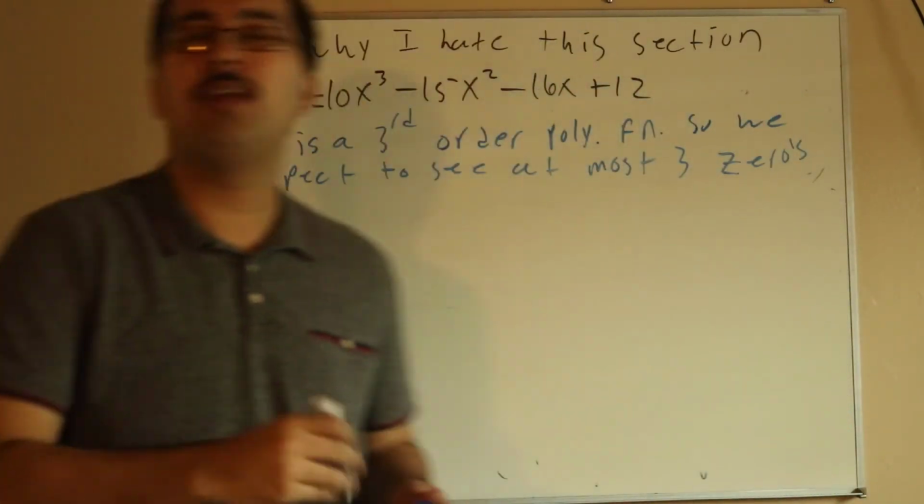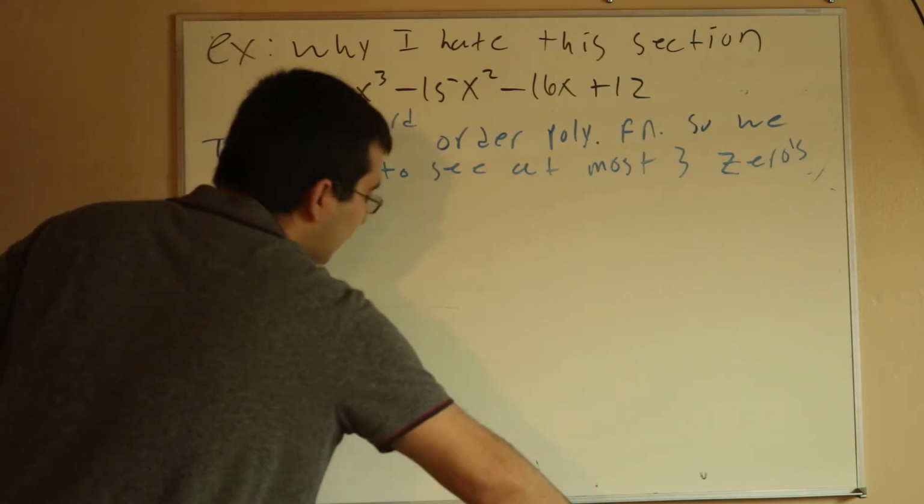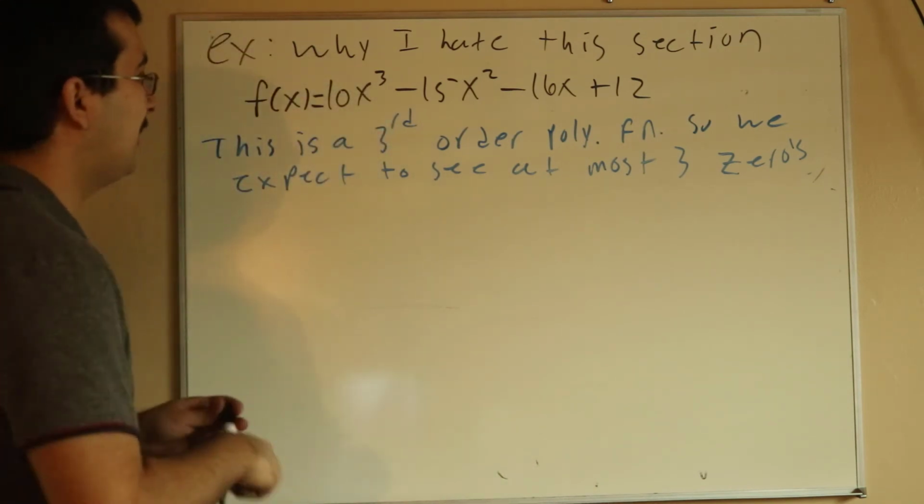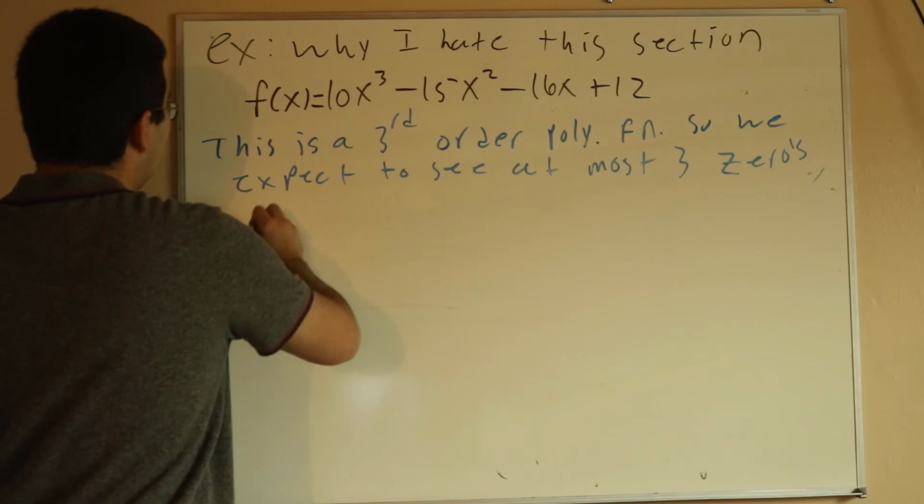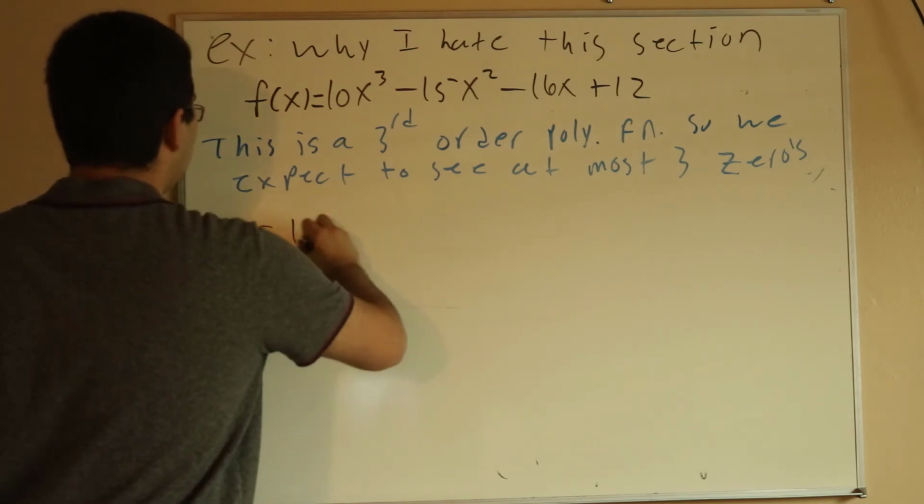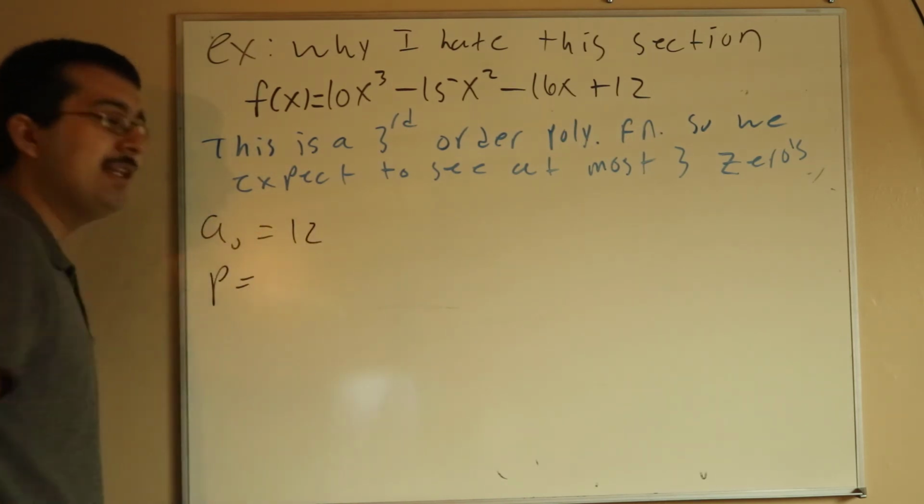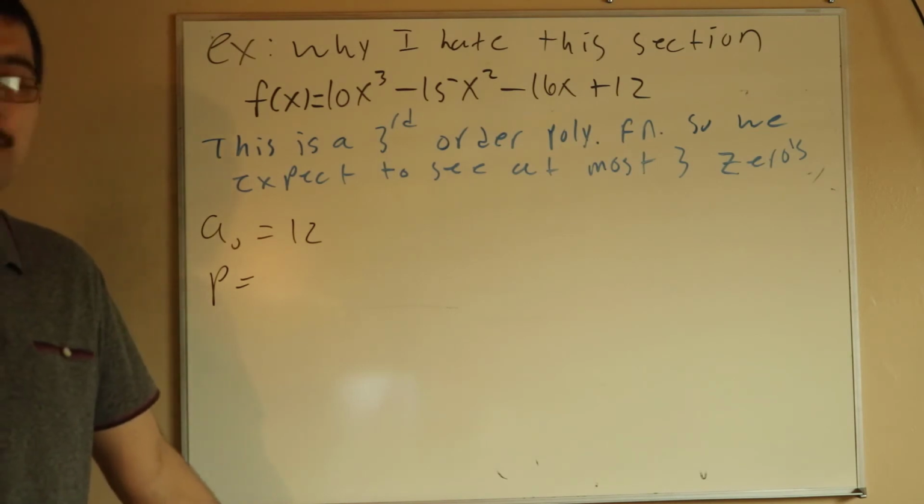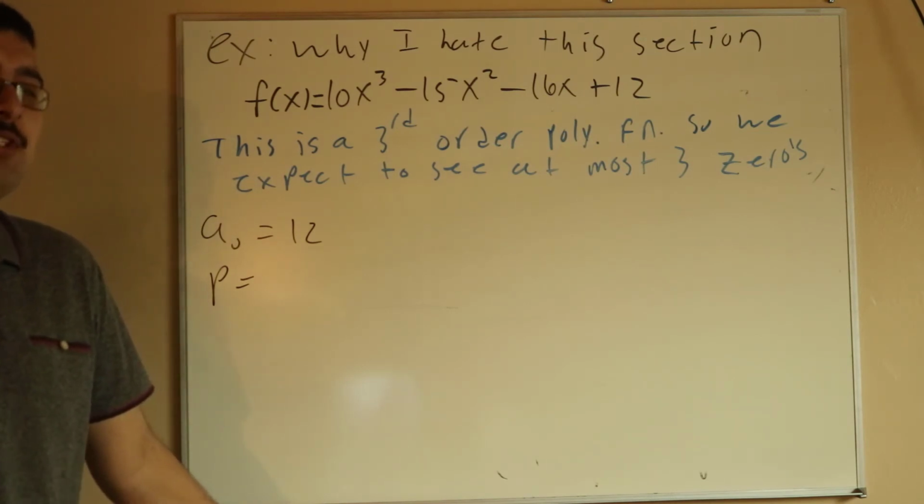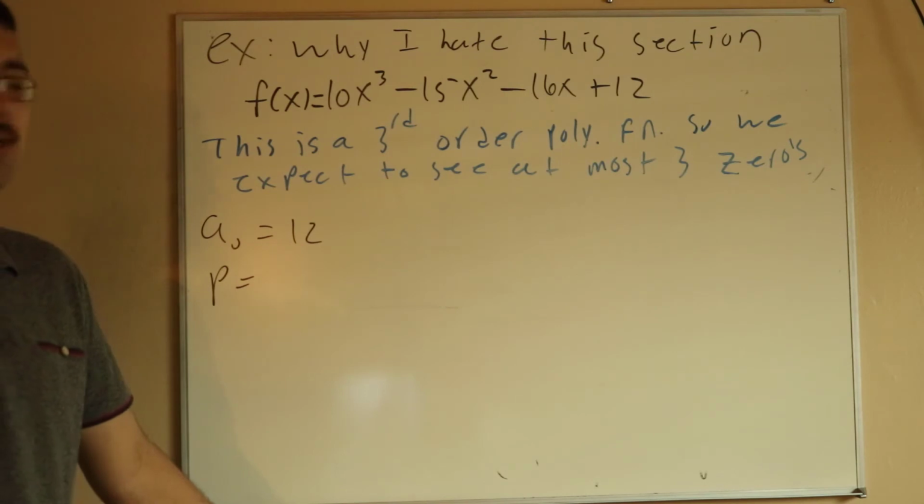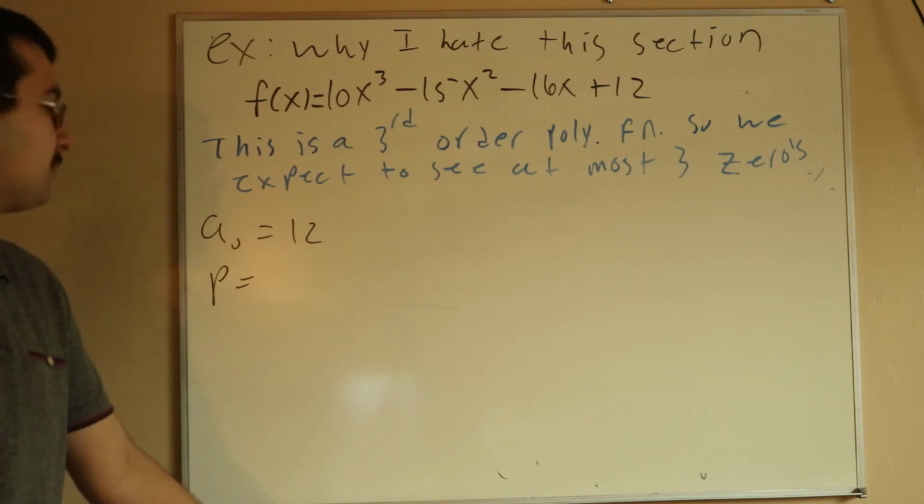Now let's go ahead and walk through our process. Let's start doing the rational zeros test. Well, our a naught is 12. So we need to list all possible factors of 12. I encourage you to go ahead and pause the video at this point and see if you can come up with this list. All right, so go ahead and do so now.